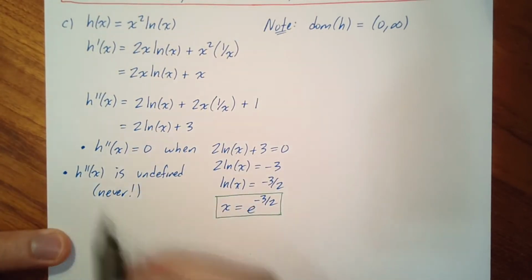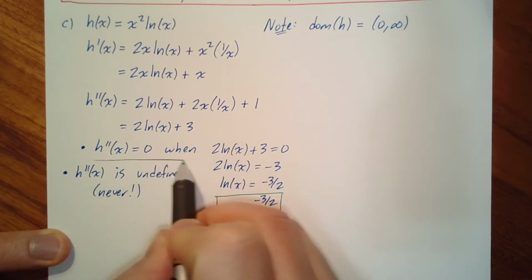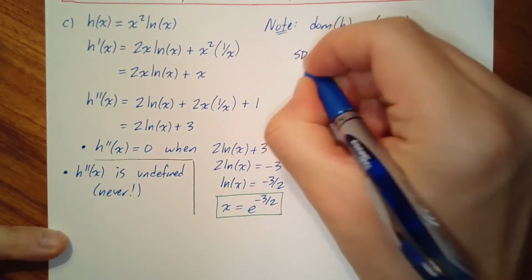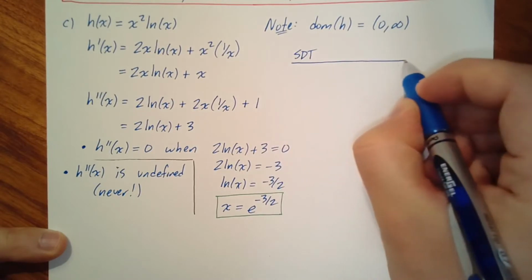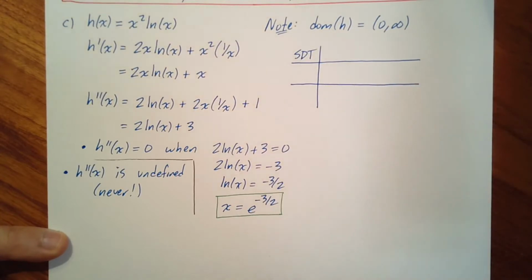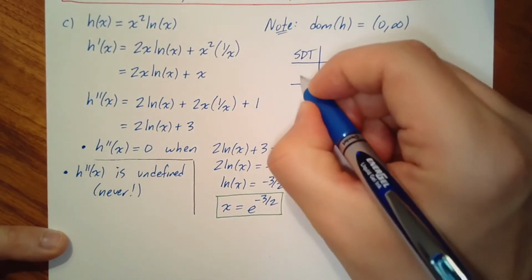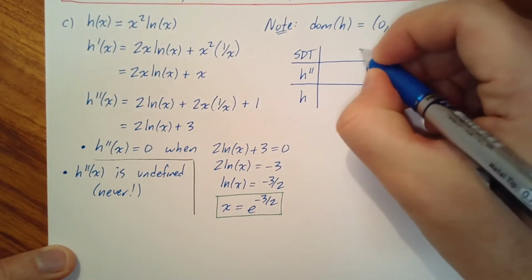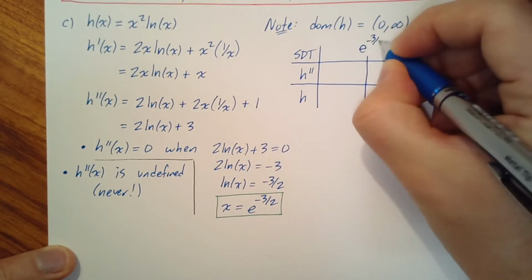So it's important to consider what the domain of the function is as well. So okay, that's it for the values that we care about. e to the negative 3/2 is the only value that we're going to put in our table. So let's draw the table up here. We've got the second derivative table. We're going to have, as usual, one row for each of h double prime and h. Then e to the negative 3/2, that was our value that we found.